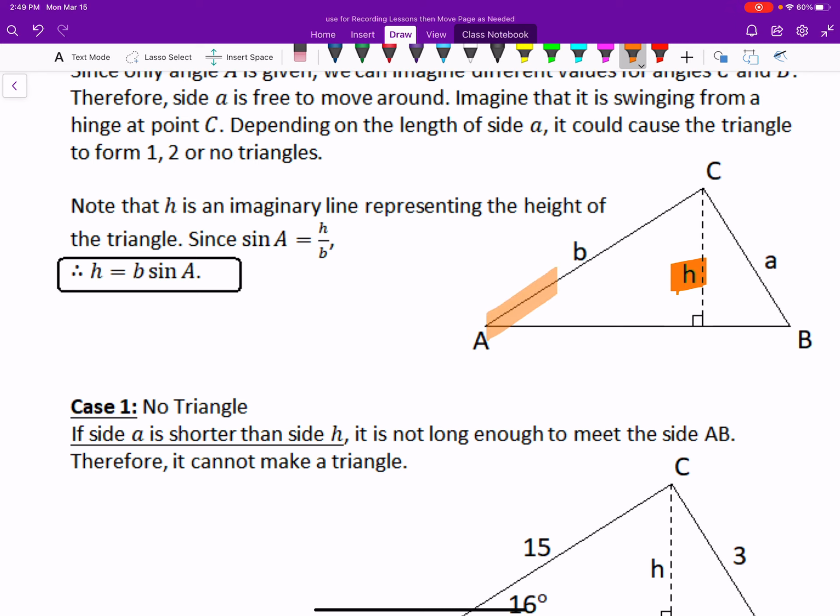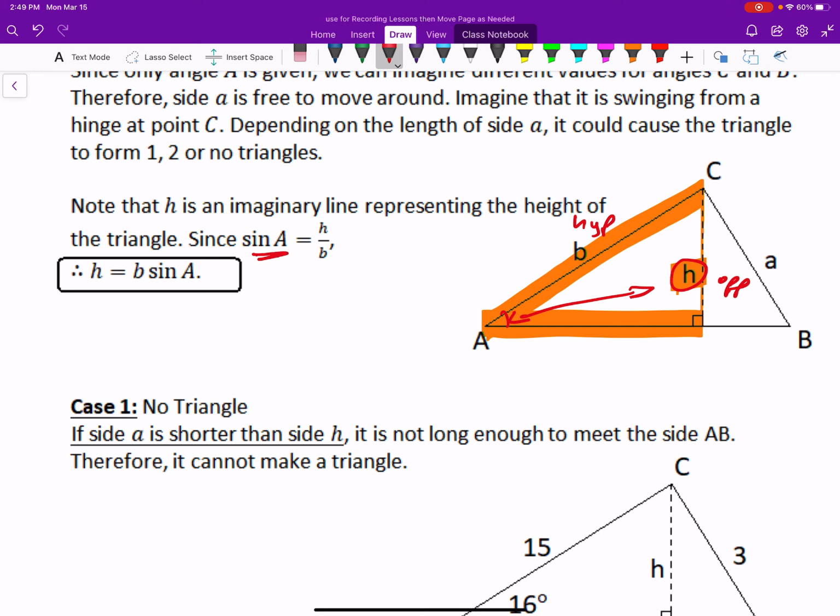So picture this right triangle. Let's take a sub-triangle here. Here's a right triangle. And in this right triangle, H represents the opposite side. B is the hypotenuse. And A is, of course, the angle. So sine of A, we know that sine equals opposite over hypotenuse. So sine of A is going to equal H over B, my opposite and hypotenuse sides.